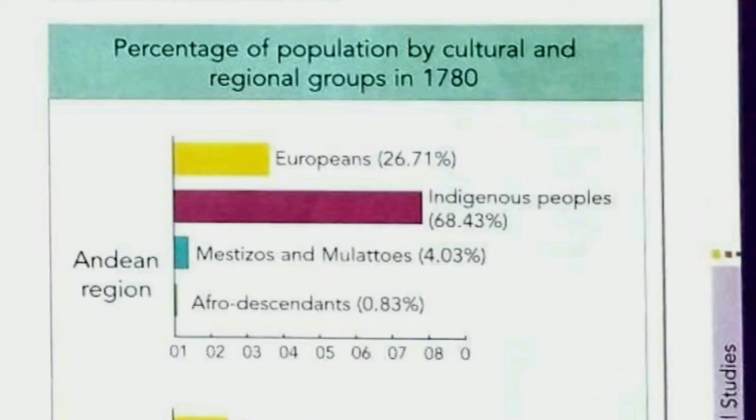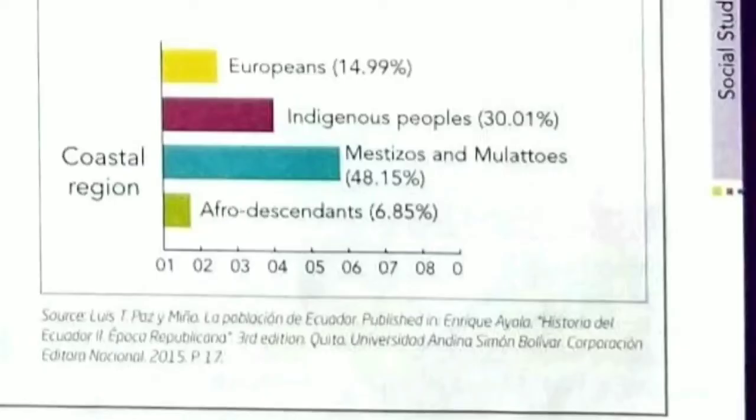And the correct answer would have been, for the Andean region, it would have been first indigenous people, second Europeans, third mestizos and mulattos, and fourth Afro-descendants. And for the coastal regions, it would be first mestizos and mulattos, second indigenous people, third Europeans, and fourth Afro-descendants. On the next page, on page 15, we have 2 more guesses. Now this is also your opinion.